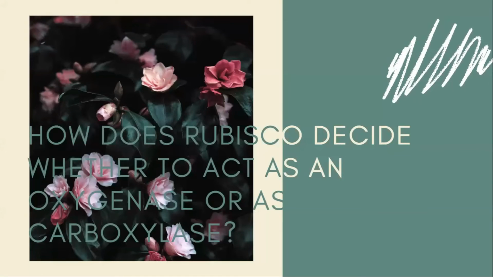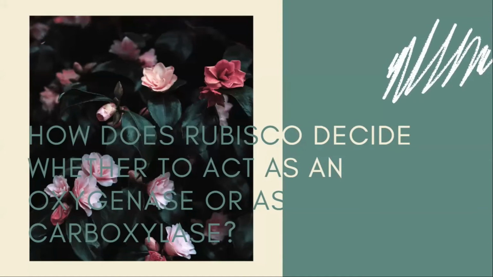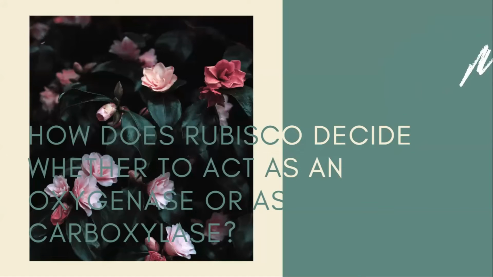So how does Rubisco decide whether to act as an oxygenase or as a carboxylase? This one is related to the earlier discussion, the factors affecting photorespiration. First, Rubisco has 10 times more affinity for carbon dioxide than O2 and so favors CO2 fixation. Another consideration is the relative concentrations of CO2 and O2 in the leaf. If O2 is relatively abundant, Rubisco acts as an oxygenase, and photorespiration ensues. If CO2 predominates, Rubisco fixes it, and the Calvin-Benson cycle occurs.